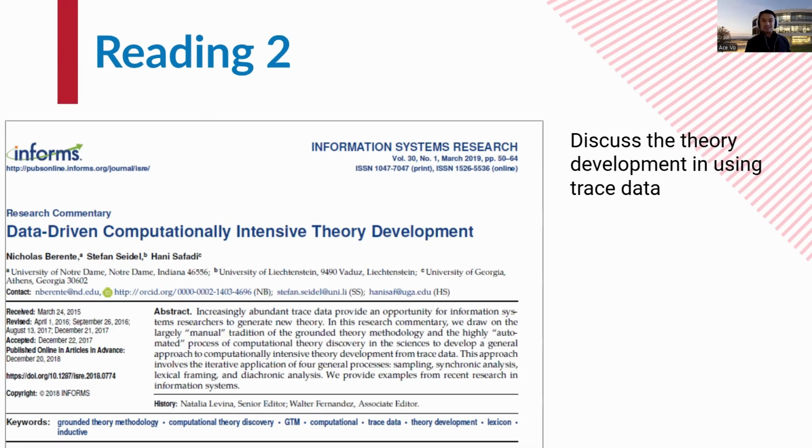Reading 2 is a little bit more heavy. This one is published in Information Systems Research, one of the top 2 journals in my field. Here, what we're talking about is how trace data can play a role in theory development. So there's a lot more understanding about, well, can we confirm a theory? Can we develop a theory? And this one talks a little bit about the second part of it.